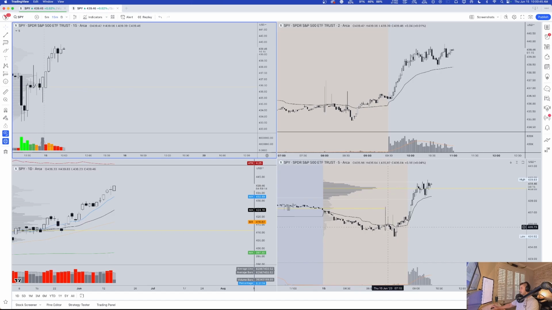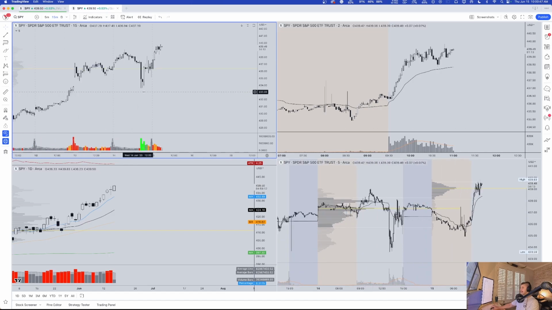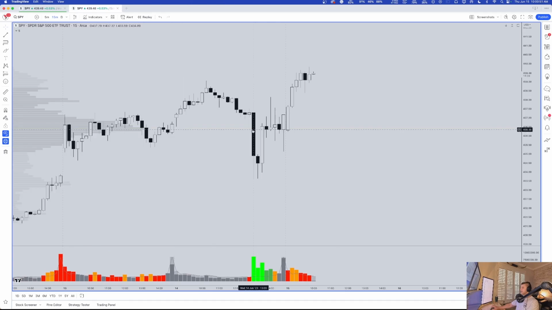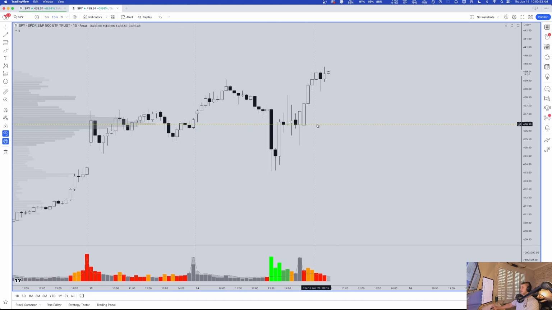What I'm looking at at the open is how price is going to trade versus this near-term volume point of control. Generally speaking, when you have a range, the near-term volume point of control can act as a reference point. It's not necessarily support or resistance, but it is a level of interest.